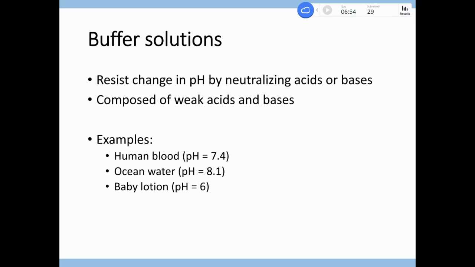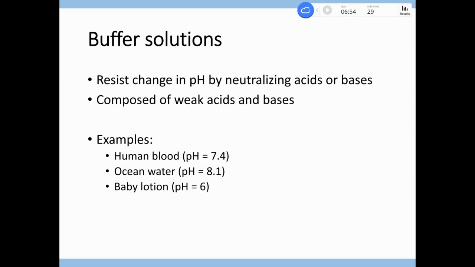And a buffer solution is made of weak acids and weak bases. So some examples, human blood pH is 7.4, and that is a buffered solution that is very unlikely to change because it has both weak acid and base present. Ocean water pH is about 8.1. Again, resistant to change. Baby lotion has a pH of 6. There are a bunch of other examples of buffered solutions, but those are some.